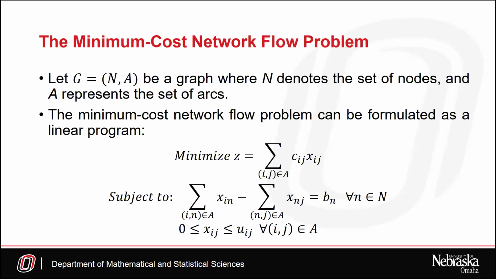Without further ado, the minimum cost network flow problem can be represented as a graph where N denotes a set of nodes and A represents a set of arcs. And the goal of the minimum cost network flow problem is to minimize the cost of positive flow amongst all arcs in the graph, subject to the balance in and balance out constraints. And of course, we have bounds on each of these arcs, in which we have the lowest bound being 0 and the upper bound being a set fixed value.